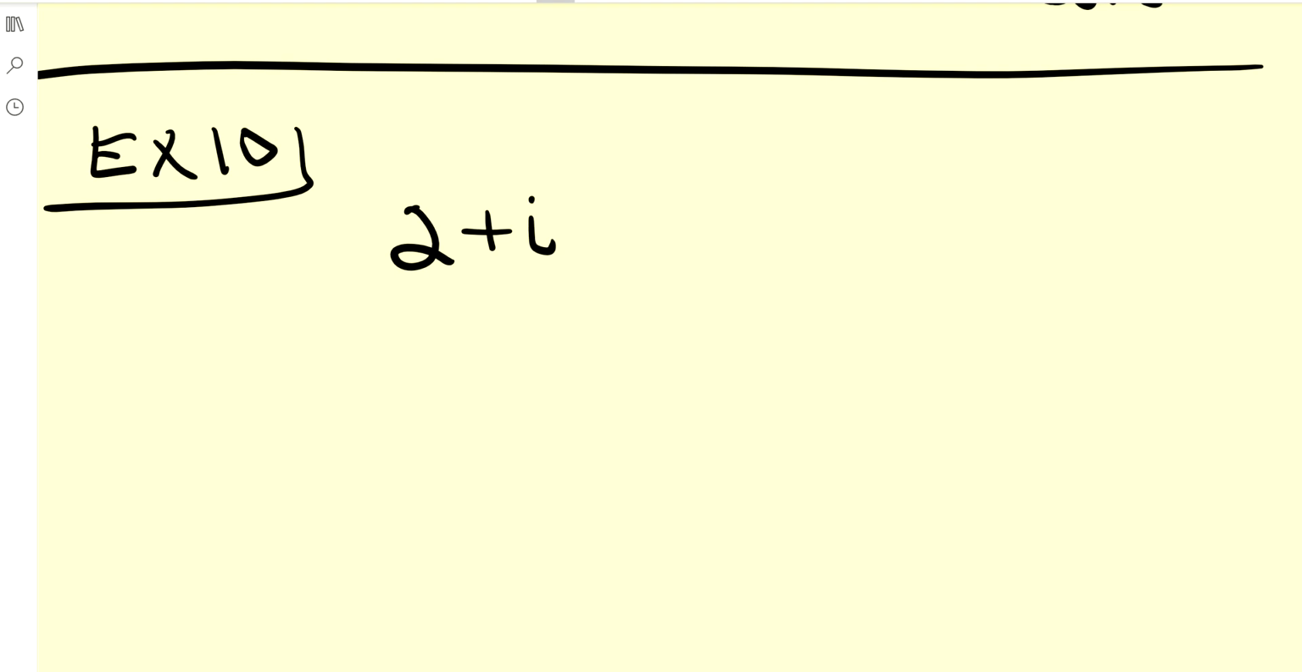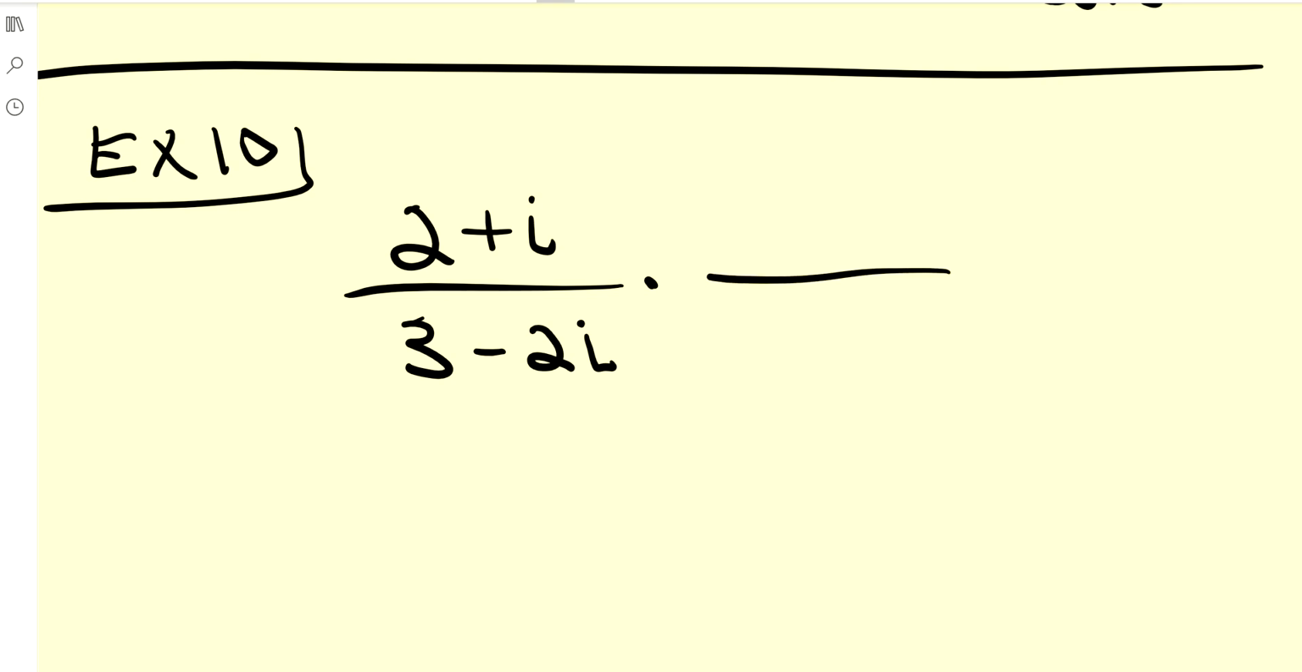Here I've got example 10: 2 plus i over 3 minus 2i. All right, so what we're going to deal with here: if I've got a fraction with complex numbers, I want to multiply top and bottom by the conjugate of the denominator. And the conjugate, we remember, is going to be 3 plus 2i.